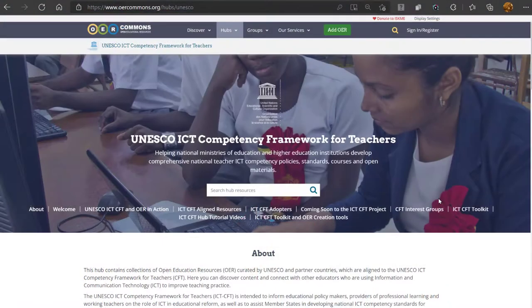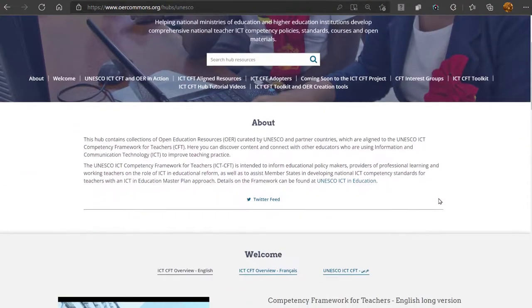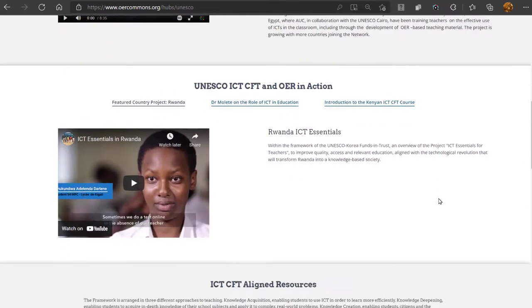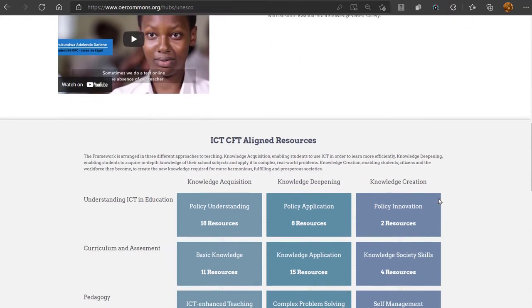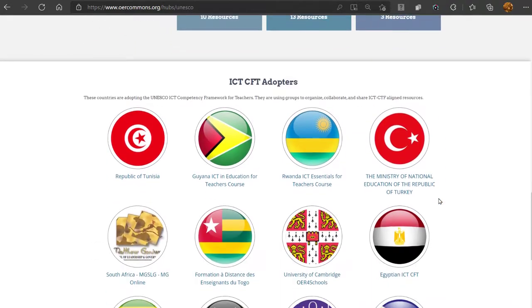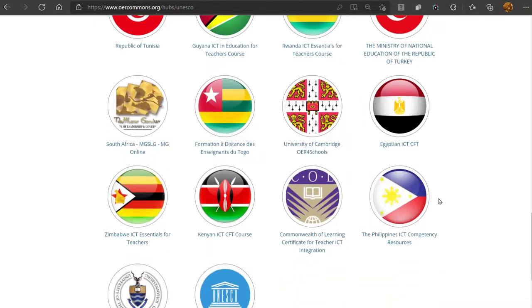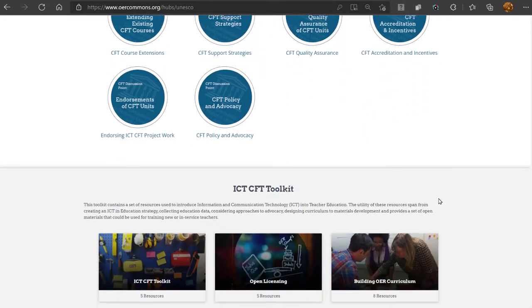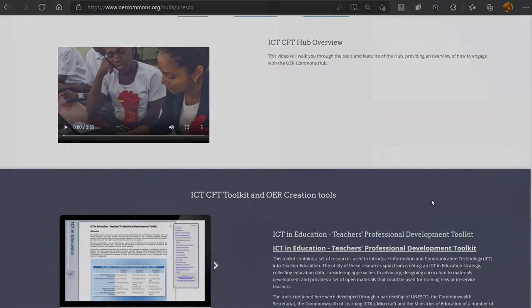And that is the origins of the ICT CFT Hub. It is really a repository where we can put all of these rich resources. As you saw from the previous slides, they all have Creative Commons licensing, encouraging other people to take them and to reuse them for new contexts.